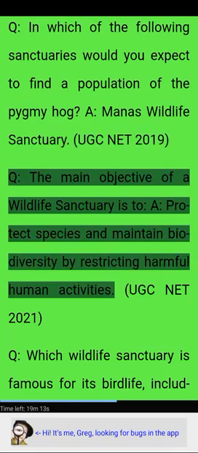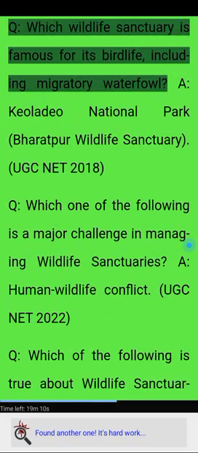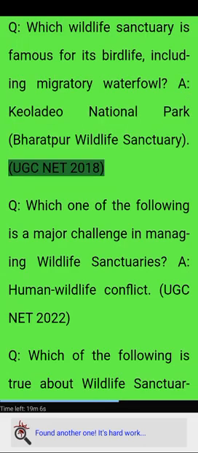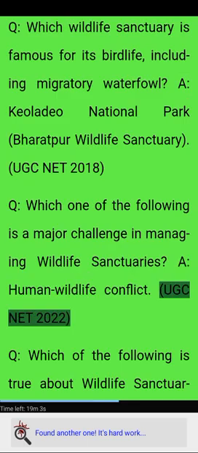UGC NET 2019. Q. The main objective of a wildlife sanctuary is to: A. Protect species and maintain biodiversity by restricting harmful human activities. UGC NET 2021. Q. Which wildlife sanctuary is famous for its bird life, including migratory waterfowl? A. Keoladeo National Park, Bharatpur Wildlife Sanctuary. UGC NET 2018. Q. Which one of the following is a major challenge in managing wildlife sanctuaries? A. Human-wildlife conflict. UGC NET 2022.